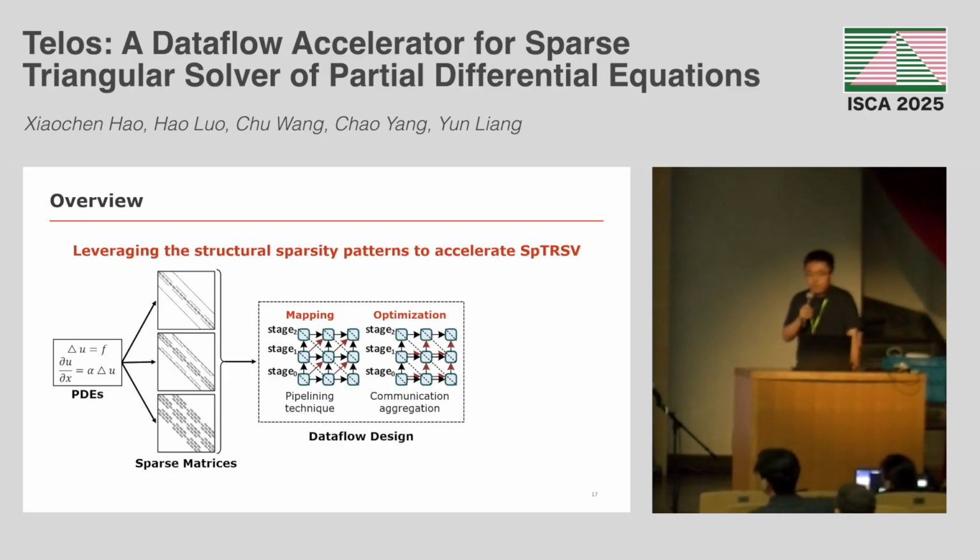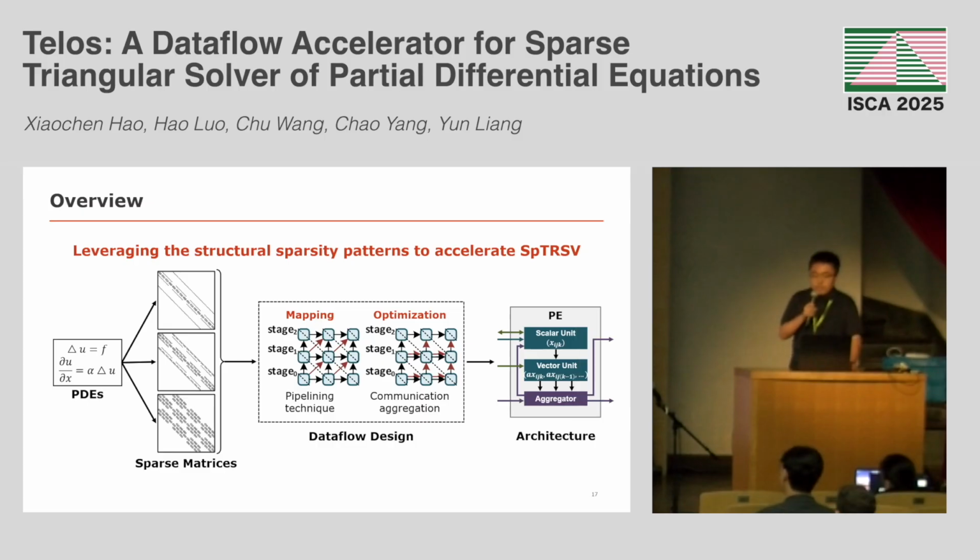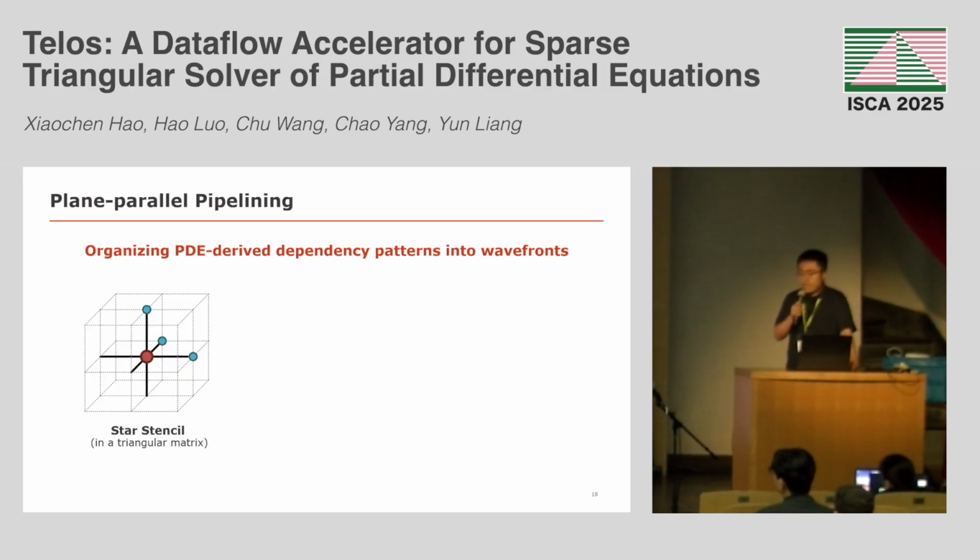We propose a dataflow design framework that includes a pipelining technique to organize computations into wavefronts and efficiently map them onto PEs. In addition, we introduce a communication aggregation technique to optimize communication by combining the product terms of the same target. Building on the dataflow design, we propose an architecture featuring specialized compute units that support flexible configurations for different patterns. Next, we will focus on the technical details.